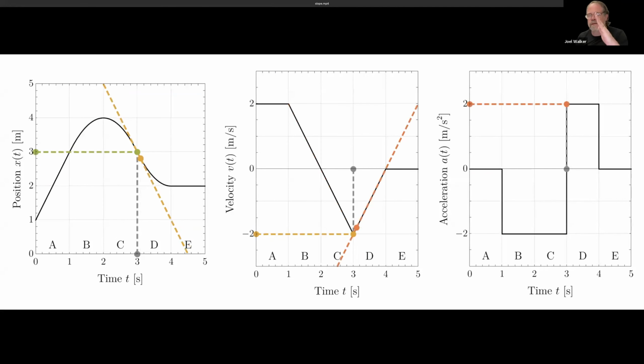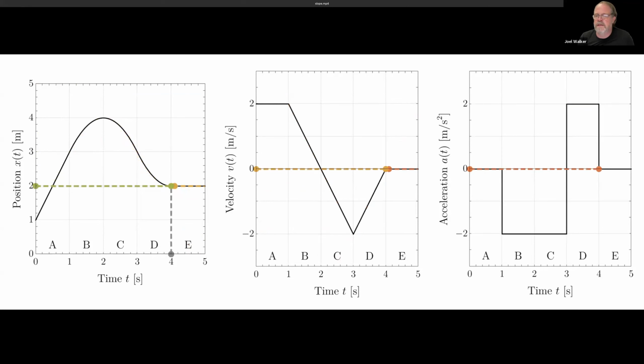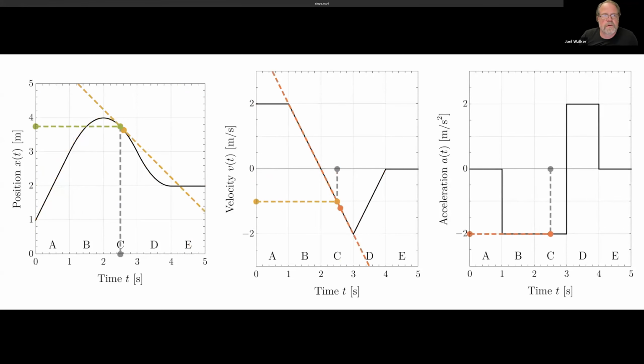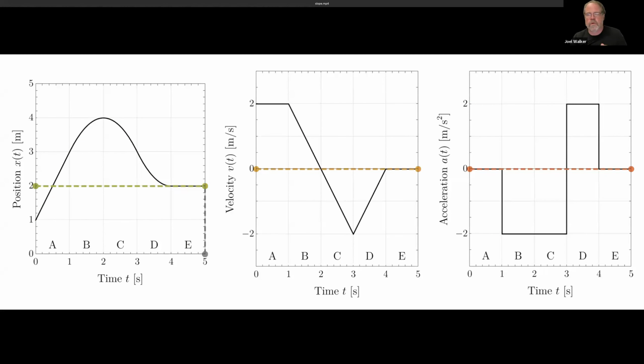In segment D, the slope of the velocity curve has turned positive. The acceleration value has jumped up to +2 meters per second squared. In segment E, the slope of the velocity curve is going to 0. Likewise, the value of the acceleration goes to 0. Let's look back one more time at the whole process. Moving forward at a steady rate, then forward with the brakes on, then backward, speeding up, then backward with the brakes on, and then sitting still in the last segment.